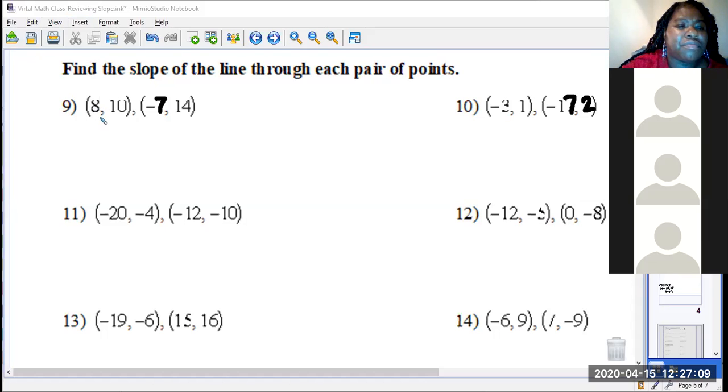All right. So this one, what answer did you get? I got 4 over negative 15. Me too. Okay. All right. So this is the first step here.